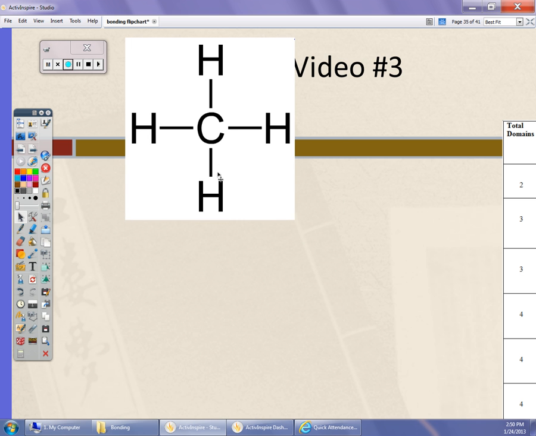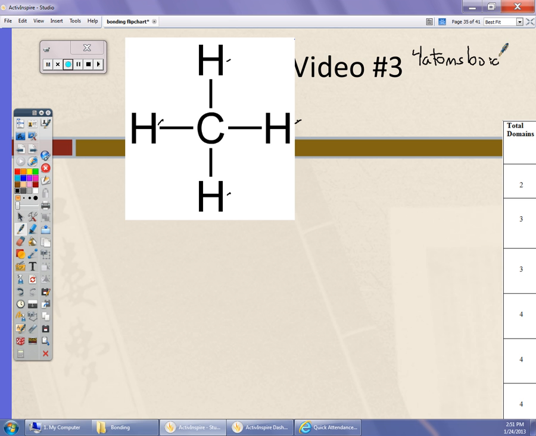In order to determine the shape, you want to take a look at your molecule and find out how many things are attached to the center. In this case, carbon is the center. We have 1, 2, 3, 4 things attached to the center. So we have 4 atoms bonded to it.